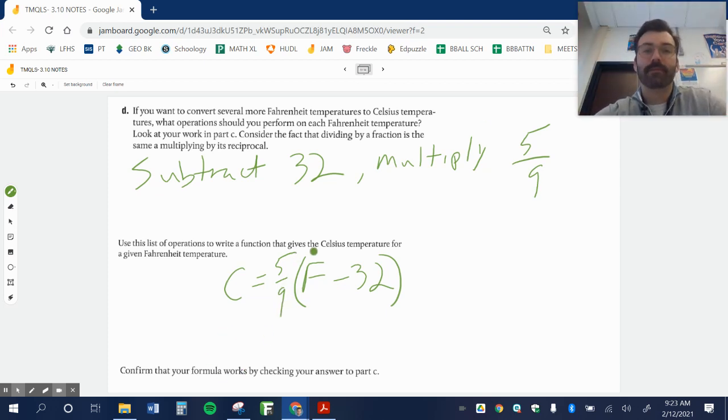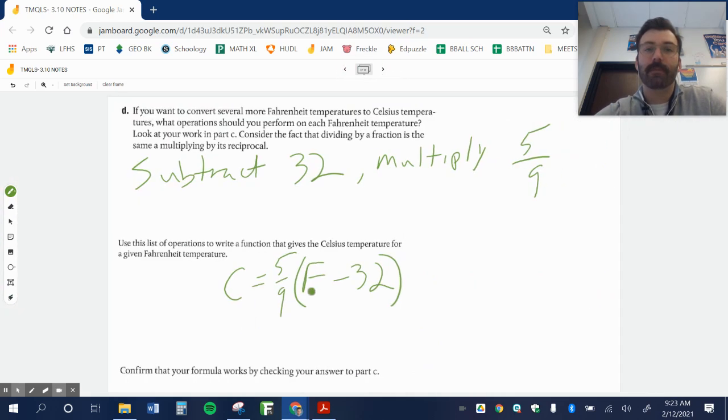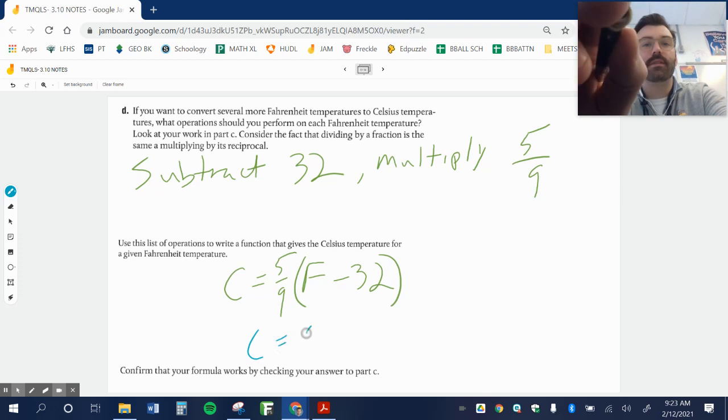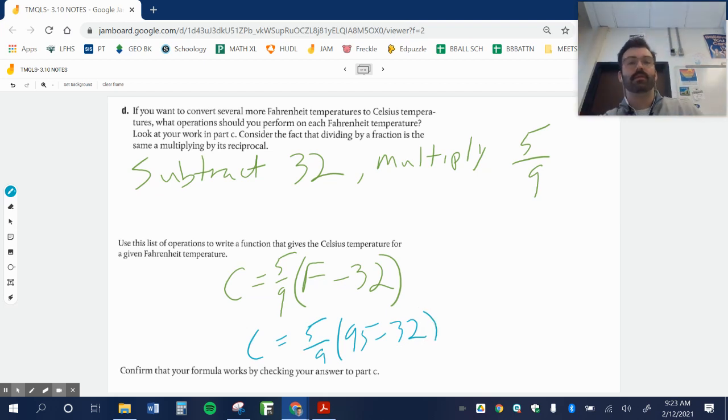Confirm that your formula works by checking your answer to part C. So I want us to plug that 95 back into Fahrenheit and see if we get the same answer. So let's do that work here. C equals 5/9, and then that's 95 minus 32. All right, take a second, try that. I end up getting 35, which is the same thing.